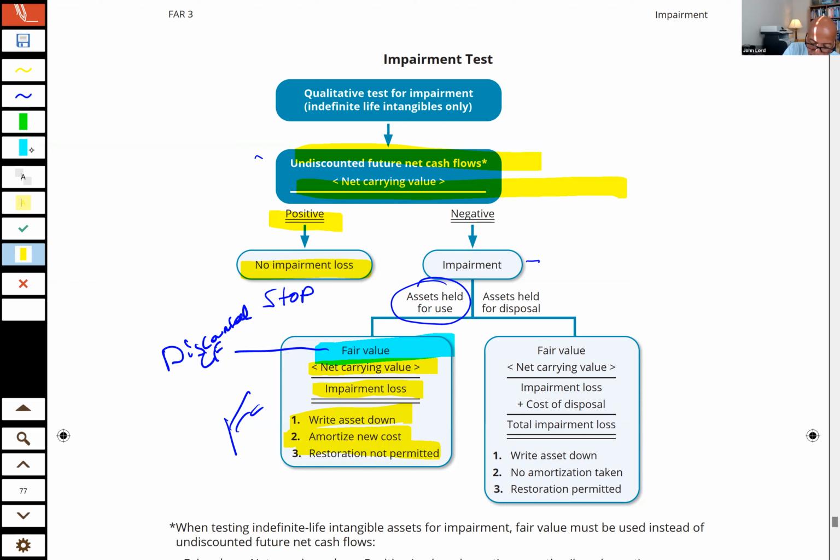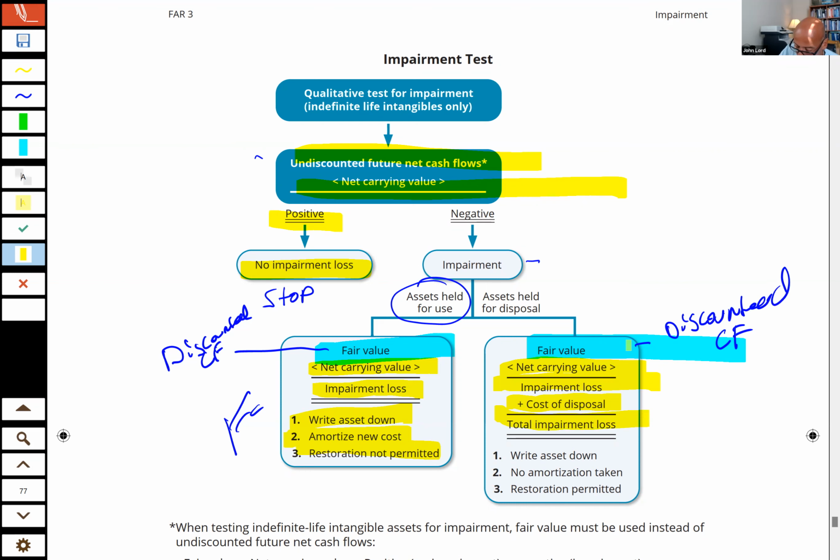If the asset is held for disposal, then what? The fair value again will be what? The discounted cash flows. The difference between that and the carrying amount is going to be the impairment loss. Then to calculate the total impairment loss, you have to figure out any cost of disposal. We're going to have to pay a junk dealer to come and haul this thing off or something. That's part of the total impairment loss.